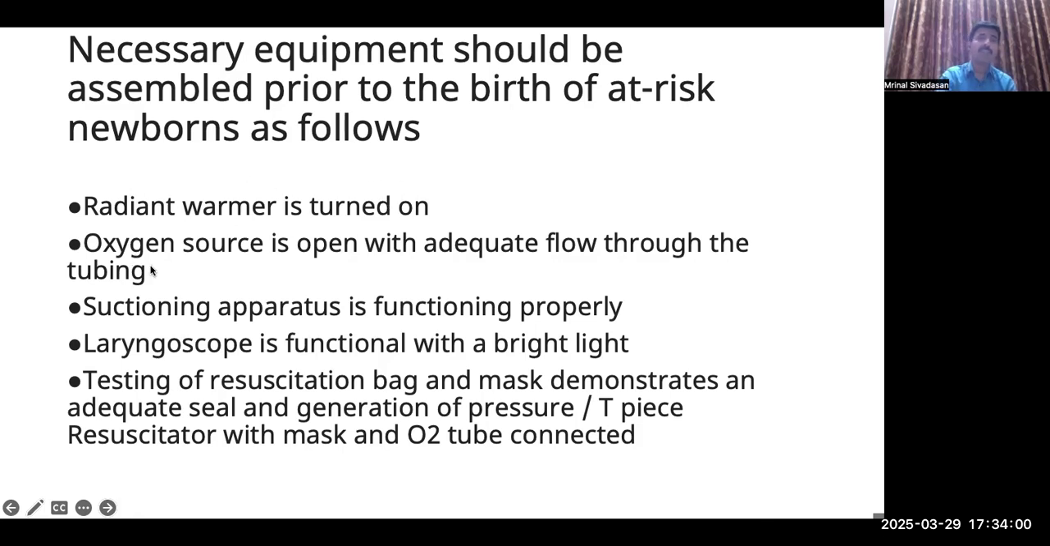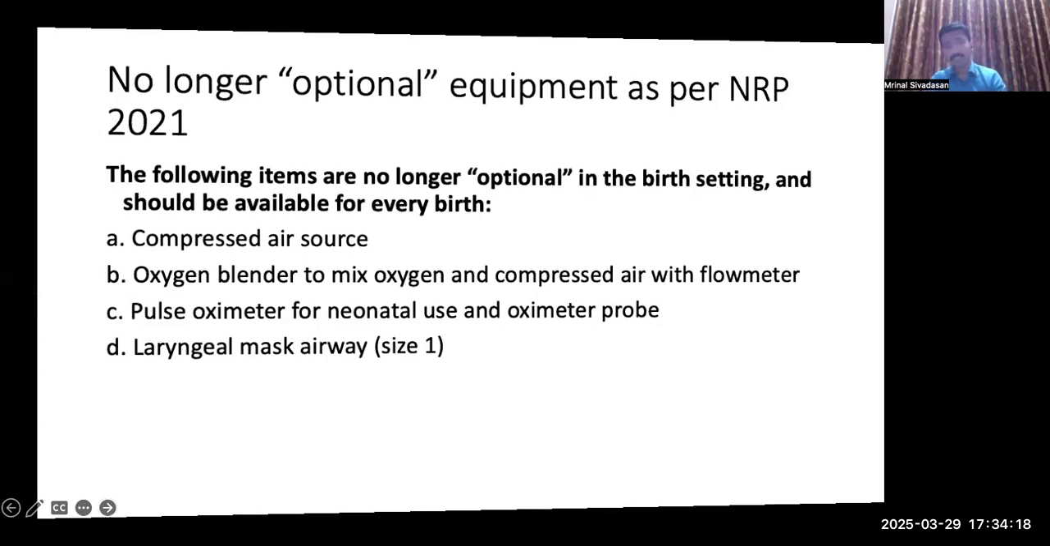So the necessary equipment should be assembled. The radiant warmer is kept on. The oxygen source is open with adequate flow through the tubing, and then the suction catheter is functioning properly, set at 100 millimeters of mercury, and then the laryngoscope is functioning, and the resuscitation bag and mask is functioning, or the pressures of the T-piece resuscitator are set.